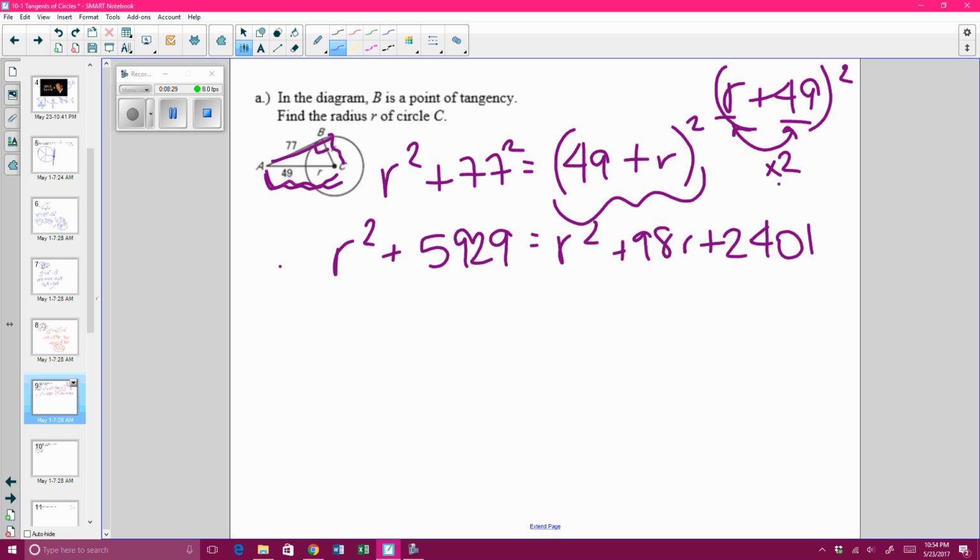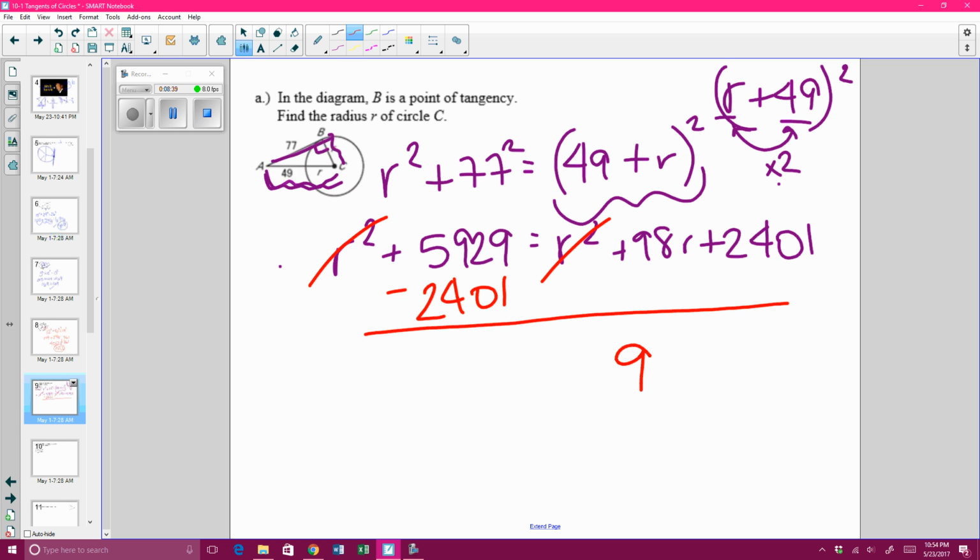Now I know we're getting some very large numbers, but you'll see it works out to be very nice because these r squareds are the same on both sides. These will wind up eliminating each other. I'm going to take the 2401 and throw it over to the other side. So that means that 3528 equals 98r, and therefore r has to equal 36.